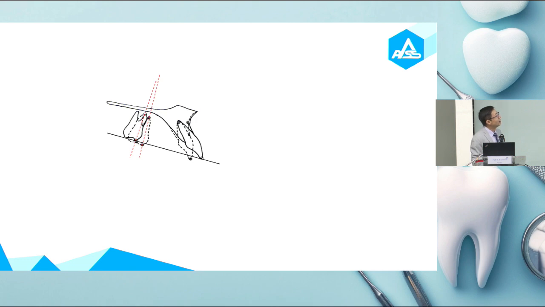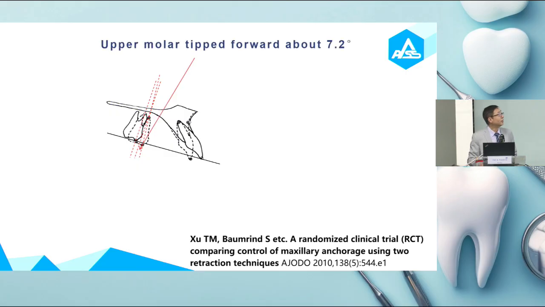We can see the molar move forward, but not parallel movement, not bodily movement. If we draw a line through the apex of the post-treatment molar and parallel to the long axis of the before-treatment molar, we can divide this into a bodily movement like this and a tipping movement like this. And we know the molar tipped 7.2 degrees.